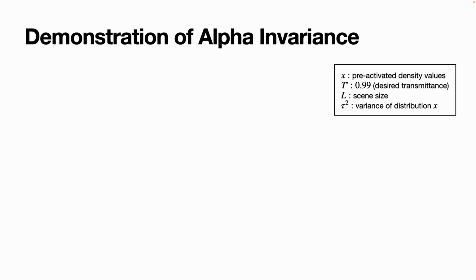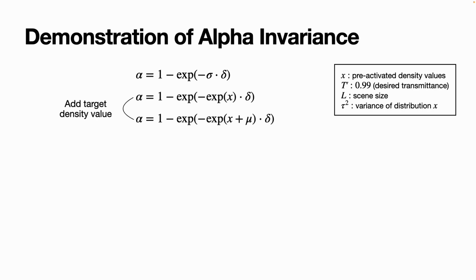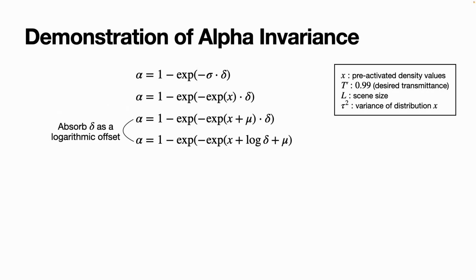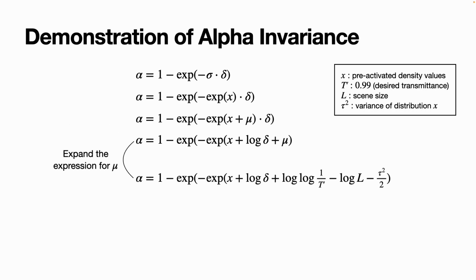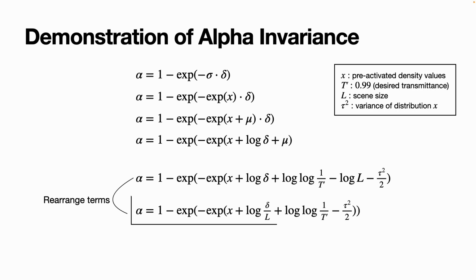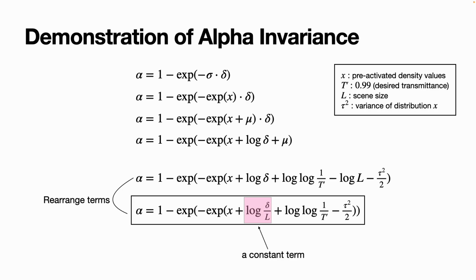Now we demonstrate alpha invariance. Start with the volume rendering equation, replace sigma with exponent, add our high transmittance target mu to x, absorb delta as a logarithmic offset to x plus mu, which helps with numerical stability, expand the expression for mu, and finally, combine the two terms representing distance, delta and L. Note that any scaling on delta is matched with an identical scaling on L, so this term becomes constant and alpha is now invariant to scene size. Note that x also becomes invariant to scene size.